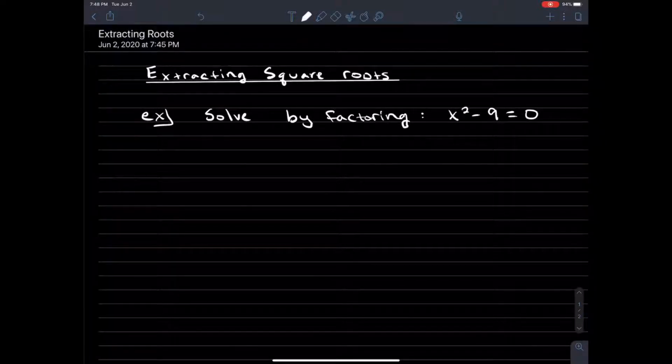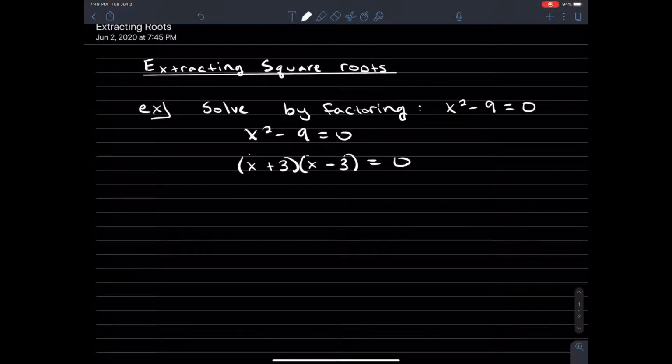Okay, so today we're going to solve a quadratic equation by extracting the square roots. We're going to first solve this quadratic equation by factoring. When we factor x squared minus 9, it's just a difference of squares, and it factors to x plus 3 and x minus 3.